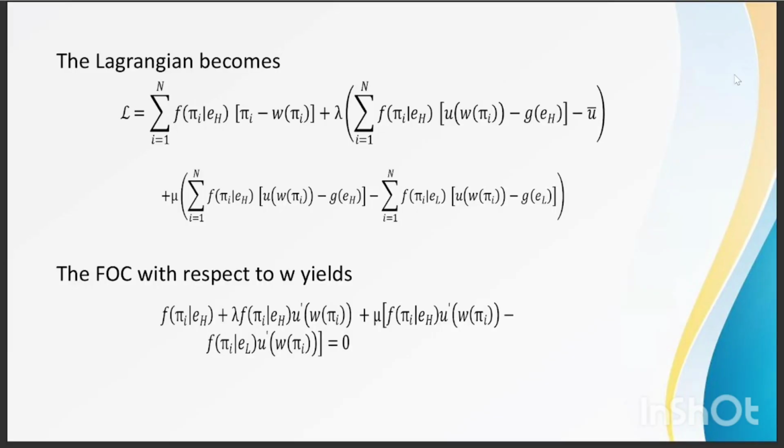Now we'll see the Lagrangian method. The principal sets up a Lagrangian function combining expected profits, which is the objective, the participation constraint, and the incentive compatibility constraint. By solving first order conditions, we find the optimal wage schedule. The wage needed to induce effort is higher under asymmetric information than under symmetric information.